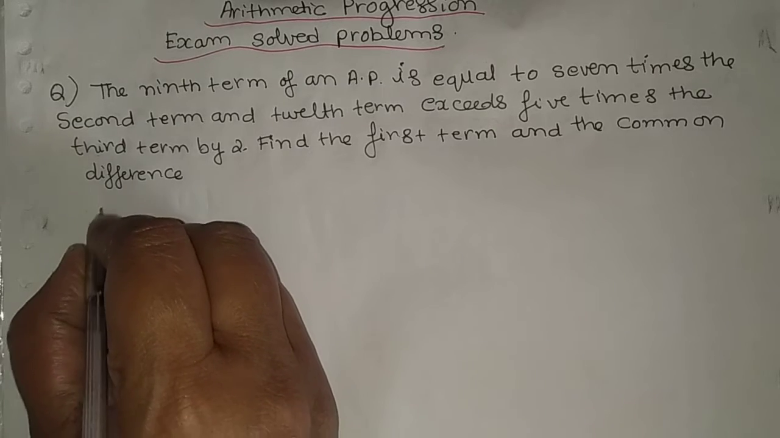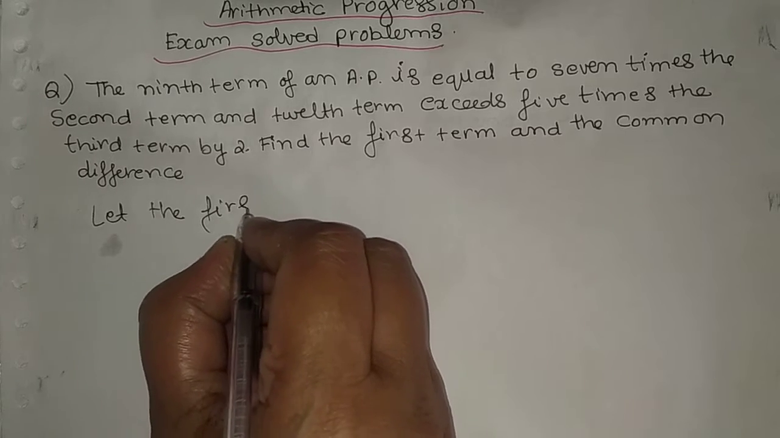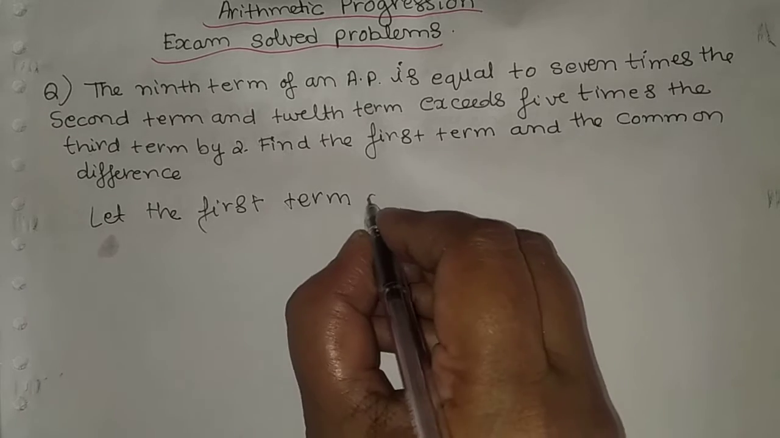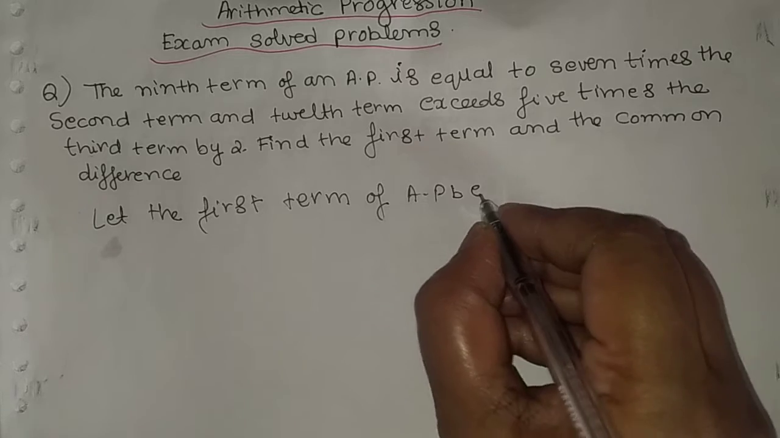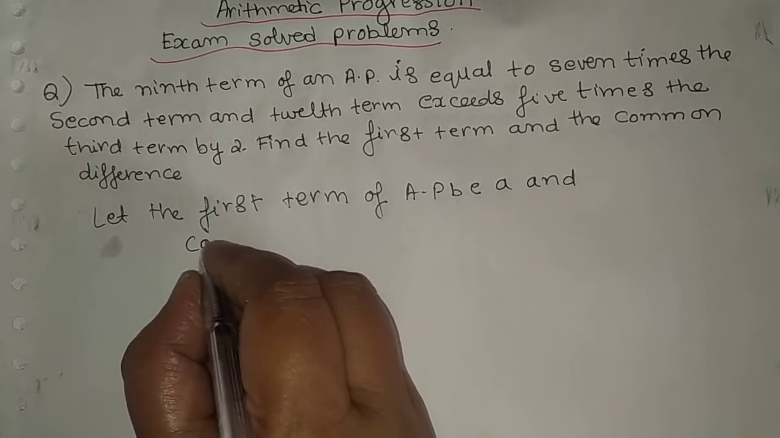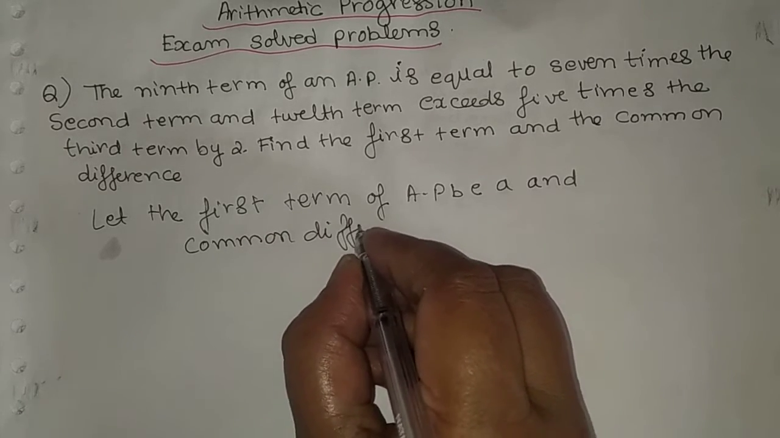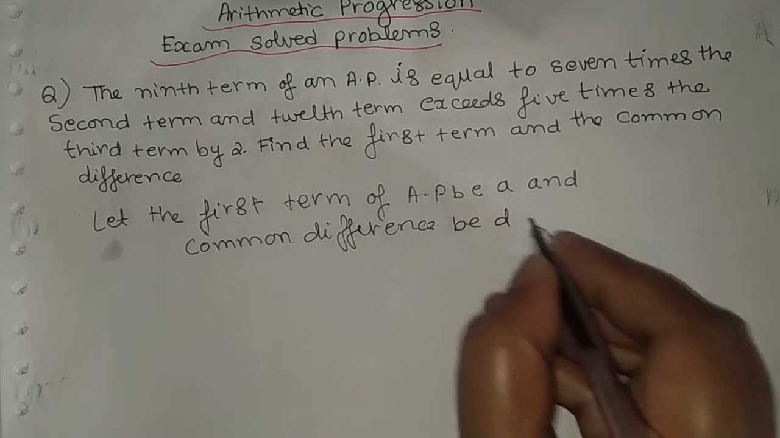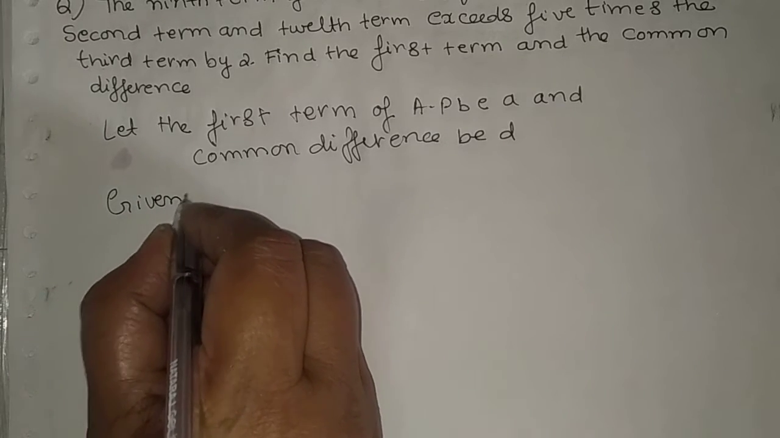So first step, let the first term of AP be A and the common difference be D. This is the first step. So now we go on to write what are the given data.